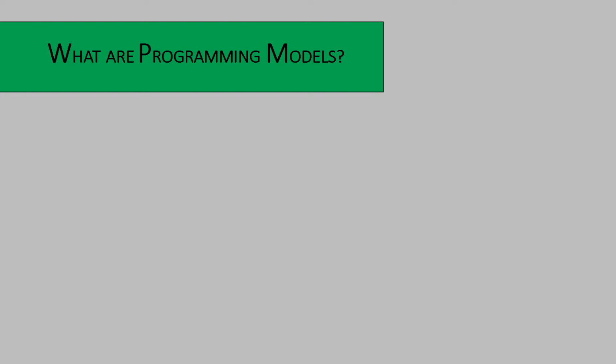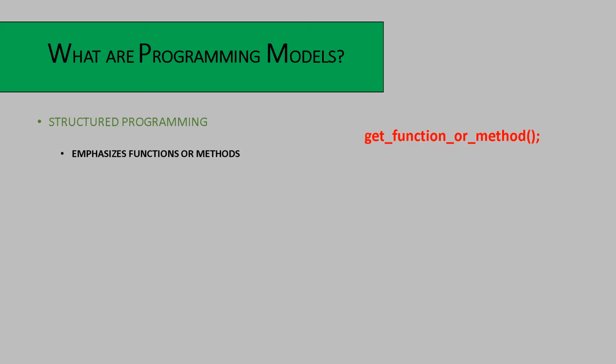So ultimately, there are two types of programming models. There are structured programming models as well as object-oriented programming models. Now, structured programming is a procedure-based technique, so it emphasizes functions or methods rather than the actual data. Object-oriented programming is a new approach, and it emphasizes data rather than functions or procedures. If you don't know what a method or function is, it's a particular form of procedure for accomplishing tasks.